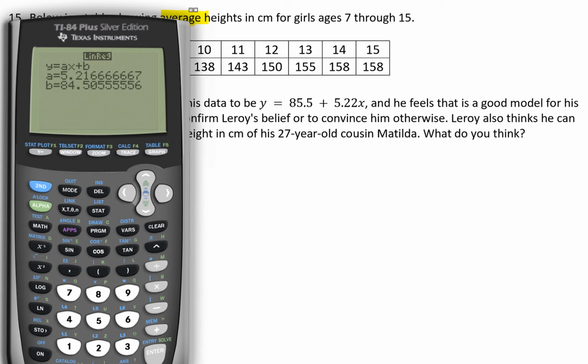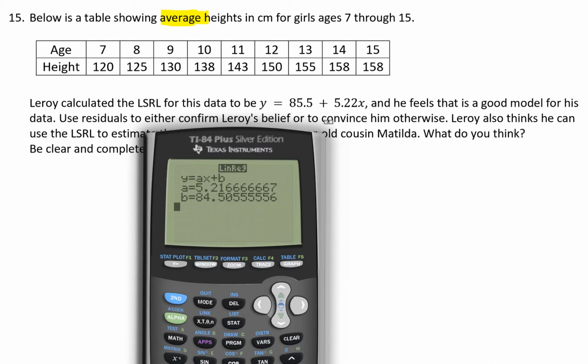So for every year increase in age, the height is increasing by about 5.22 centimeters, and the height of a 0-year-old individual would be 84 centimeters. From my experience, I don't remember any of my kids being 84 centimeters long, so that might be a little high for the model. But anyways, we don't go that far down. We're just looking at 7 here. So this is the model that we have, and he feels it's a good model for his data.